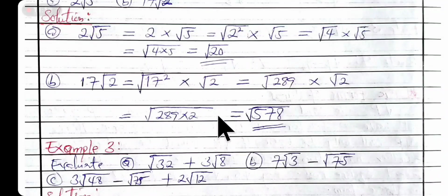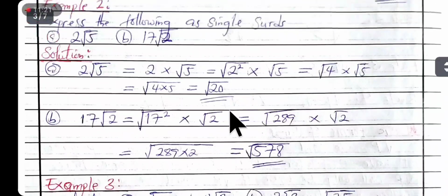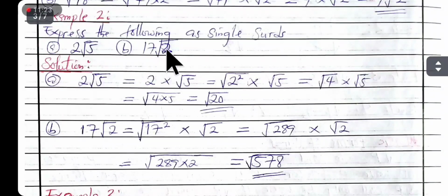289 times 2, all of them is in a single square root. So if you multiply 289 times 2, it will give you 578. All of them is a single square root. So we have succeeded in making 17 root 2 become a single surd.